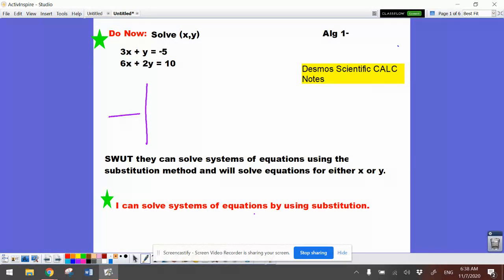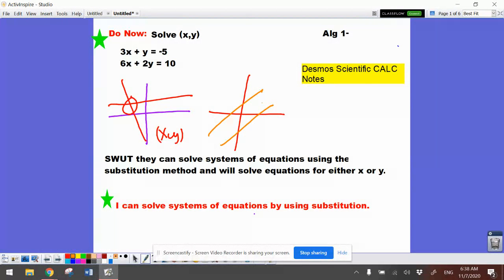The most common type, of course, is 2 lines. We're looking for the point of intersection. Okay, we're looking for an x comma y, and that is a one solution problem. And then there were 2 other ones. We had ones that never intersected because they were parallel lines, and this was a no solution. And then we also had one where the 2 lines were on top of each other, which was an infinitely many.